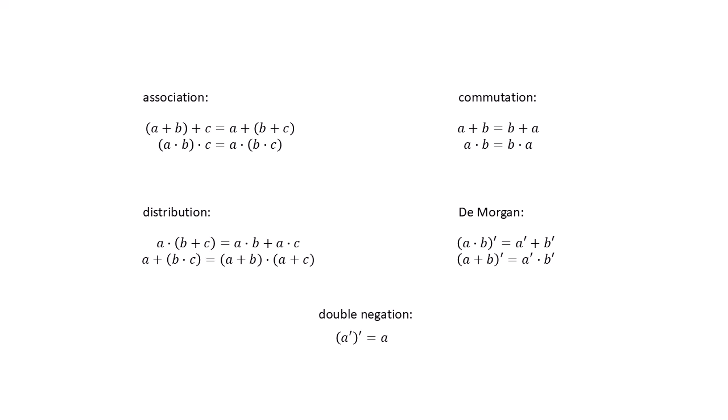One very useful operation in Boolean algebra is De Morgan's law, which allows us to move negation. We can also make use of double negation. Not not A is equal to A.